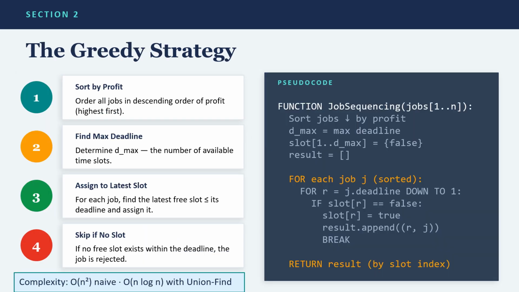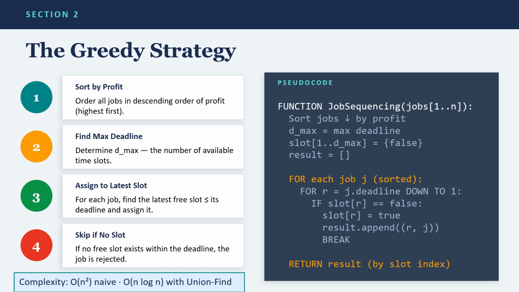Now let's look at the algorithm itself. Step 1. Sort all jobs in descending order of profit. Highest profit jobs are processed first. Step 2. Determine Dmax, the maximum deadline across all jobs. This tells us how many time slots are available.